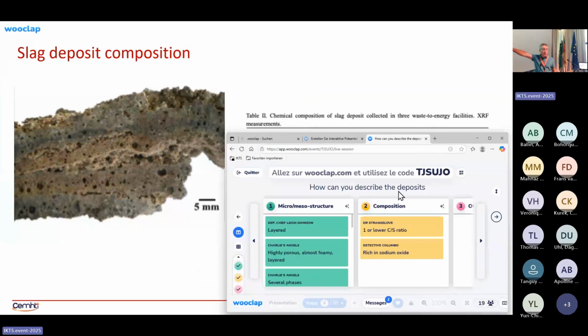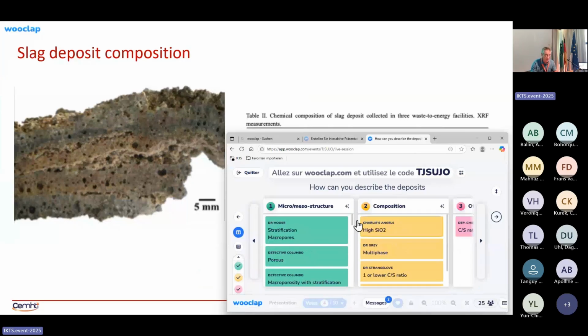Highly porous, absolutely. Good observation also. It is very porous. Basicity or acidity around 1. Not so much acid or basic. Rich in sodium also. So if we continue.